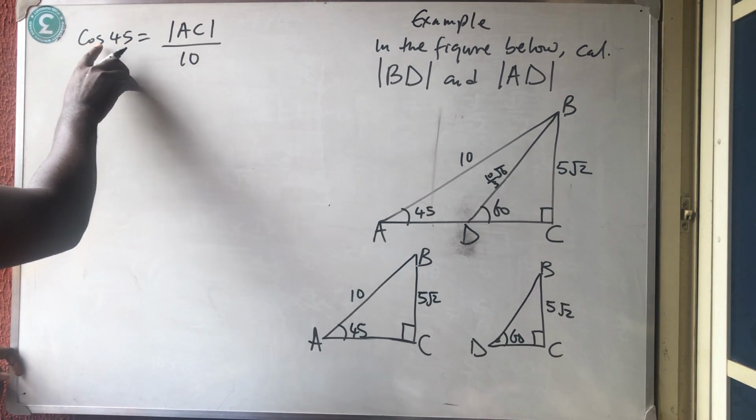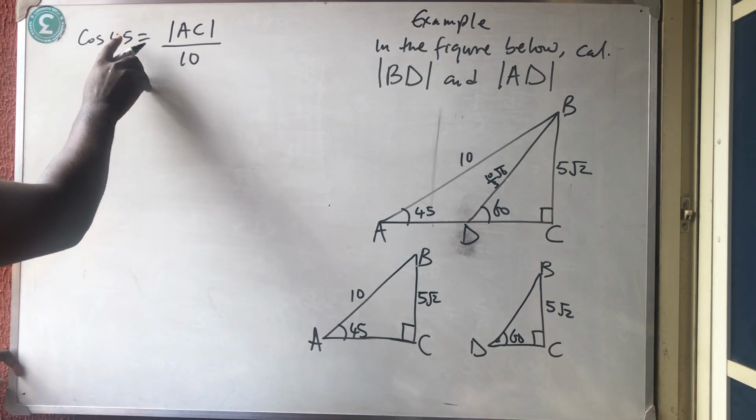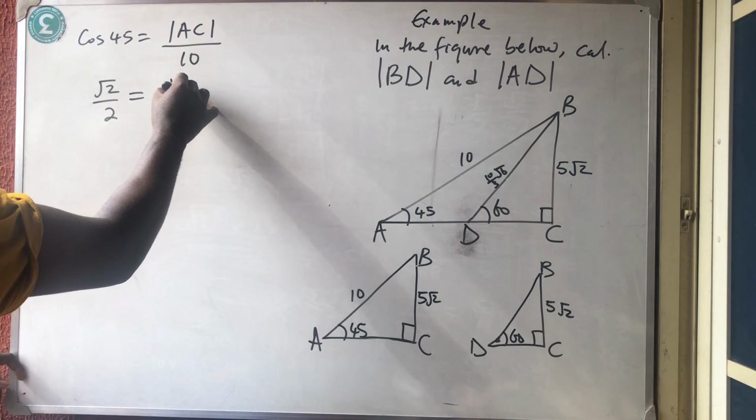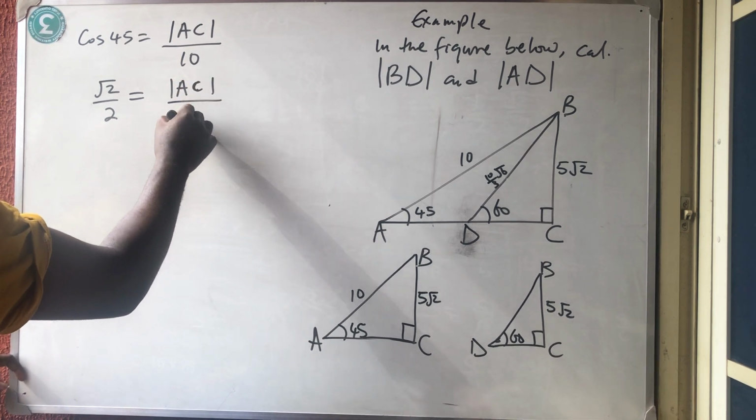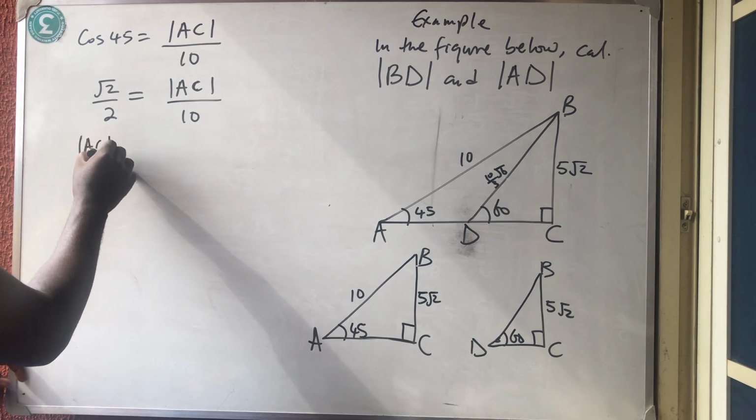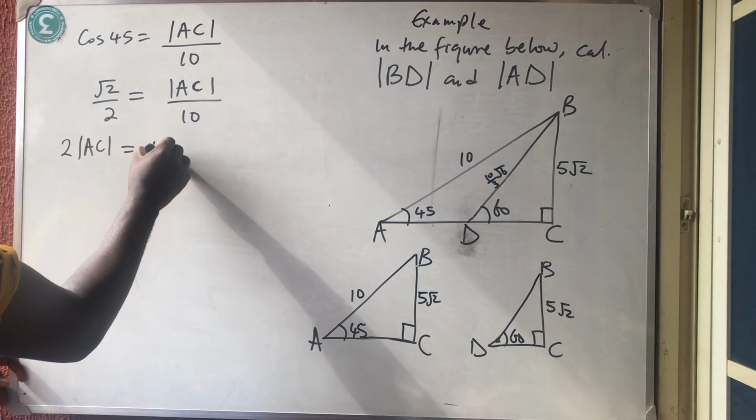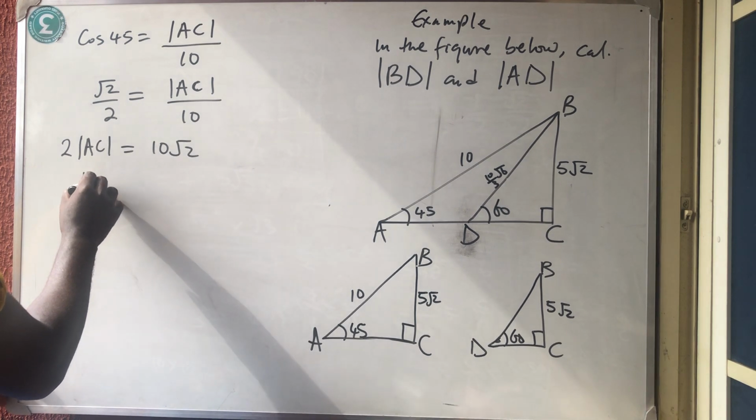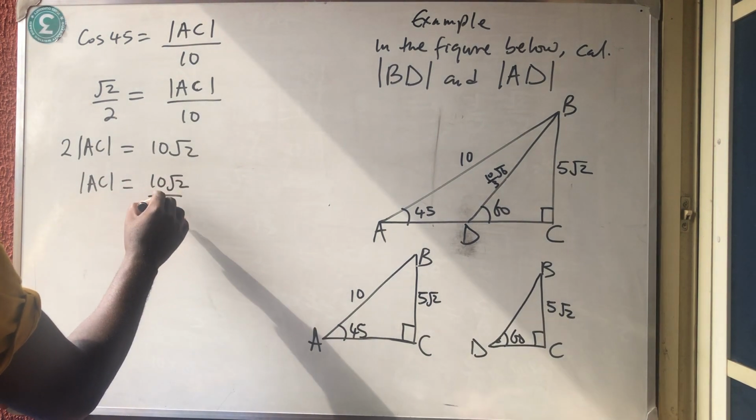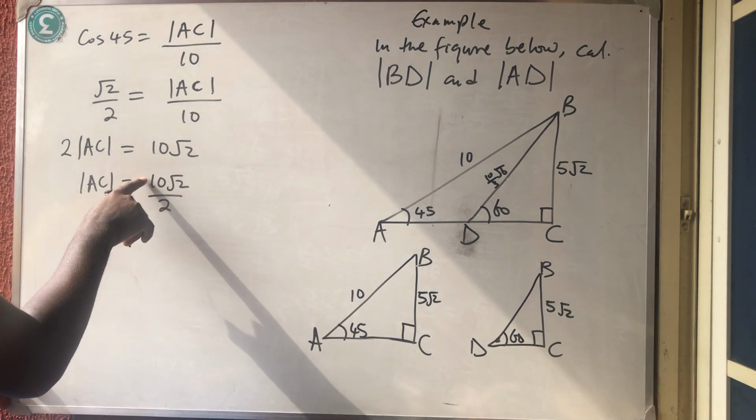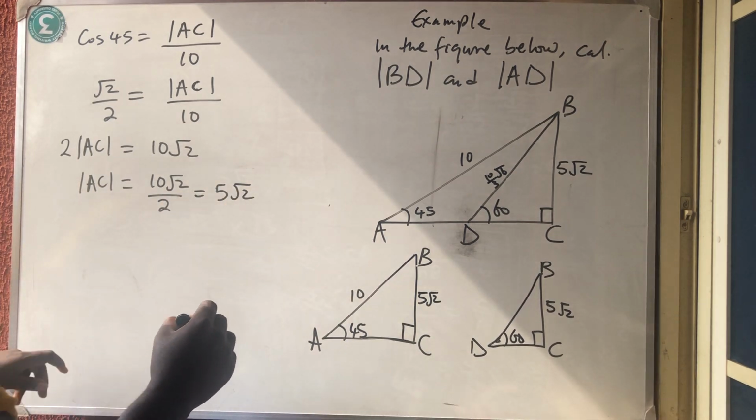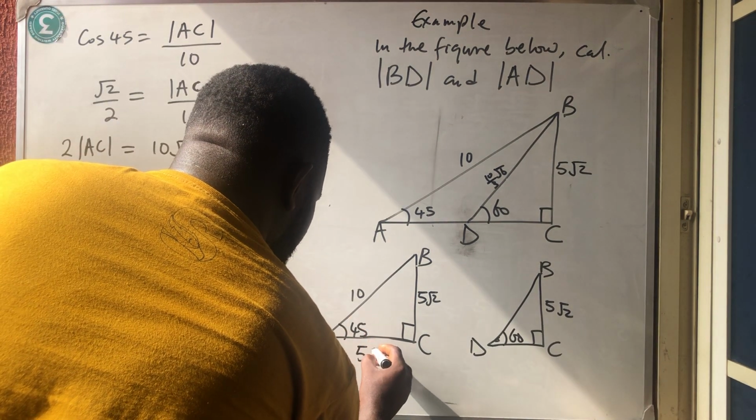So cos 45 is root 2 over 2, don't forget, equal to line AC all over 10. So do your cross multiply: 2 times line AC is equal to 10 root 2. Therefore line AC is equal to 10 root 2 divided by 2. The 2 divides the one outside because it's outside, which gives 5 root 2. So I've gotten line AC as 5 root 2.